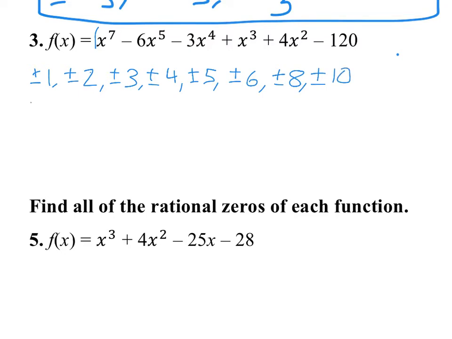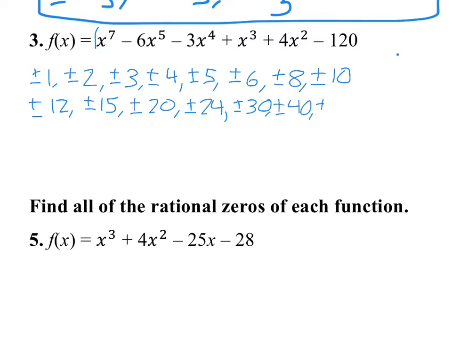11 doesn't go in, and now we're just going backwards. So the last number we had was 10. 10 times 12. 8 times 15. 6 times 20. 5 times 24. 4 times 30. 3 times 40, 2 times 60, and 1 times 120. So again, we only made one list because the list on the right, we're just going to divide it by 1.